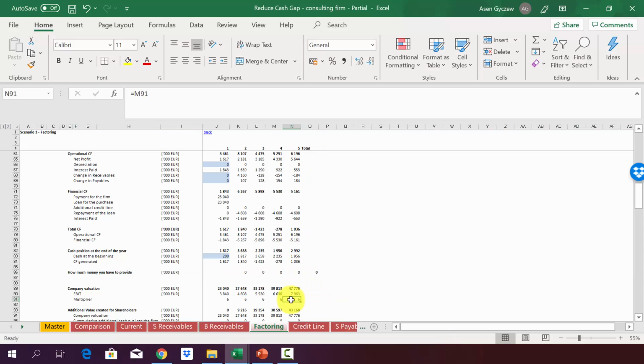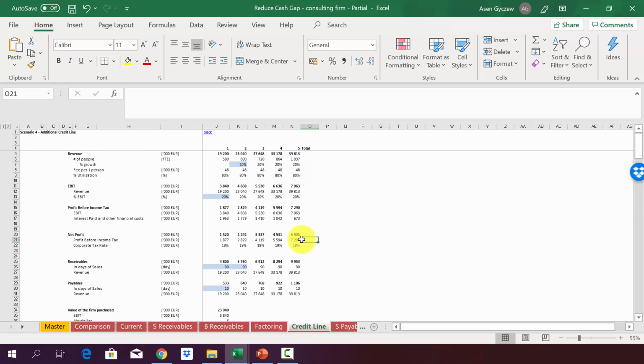Let's see what would be the effect of us taking a credit line. So let's have a look at scenario number 4. We assume here that instead of using the things we have discussed so far, we simply get an additional credit line that lasts for 5 years.